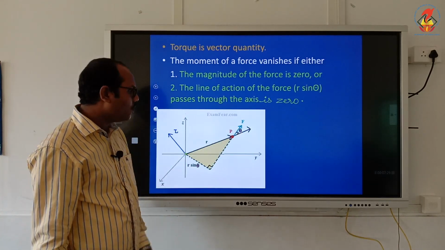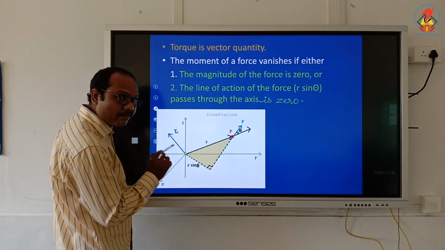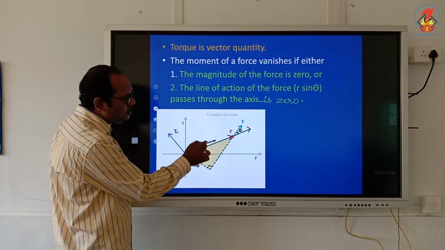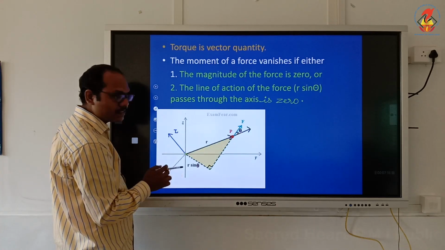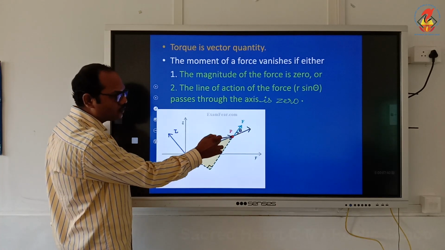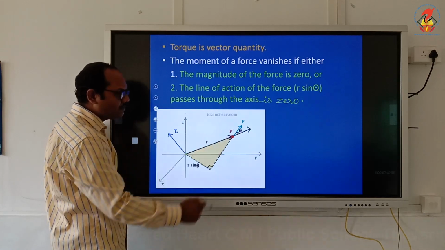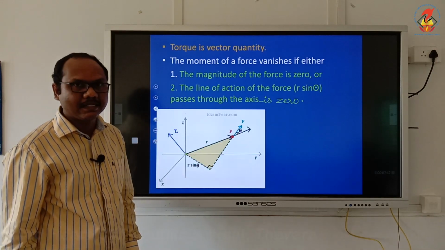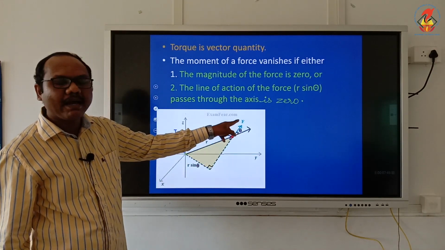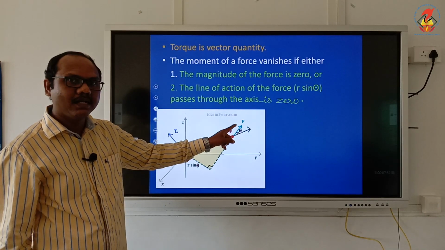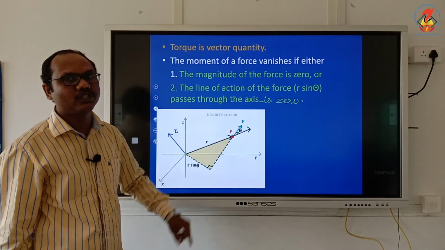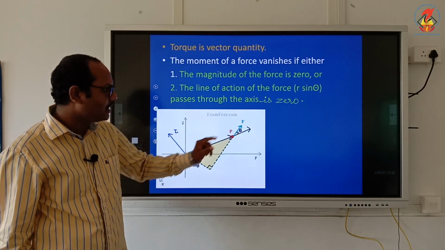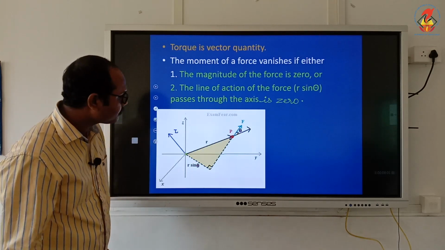First, I will draw a position vector. That means a vector drawn from this green dot towards the particle P, that means from the green dot towards the red dot. That is vector r, the position vector. And I just extended vector r to that side. The force that I have applied makes an angle theta with the position vector.